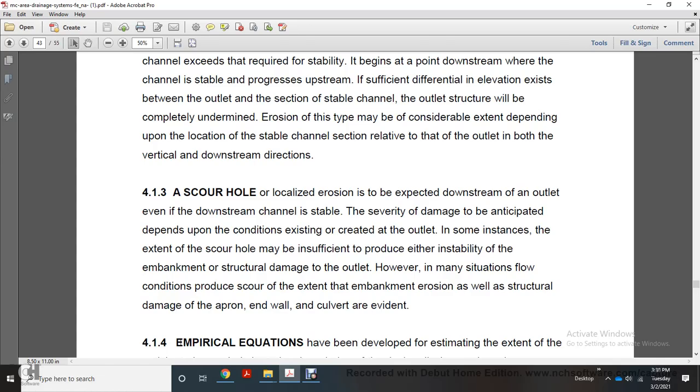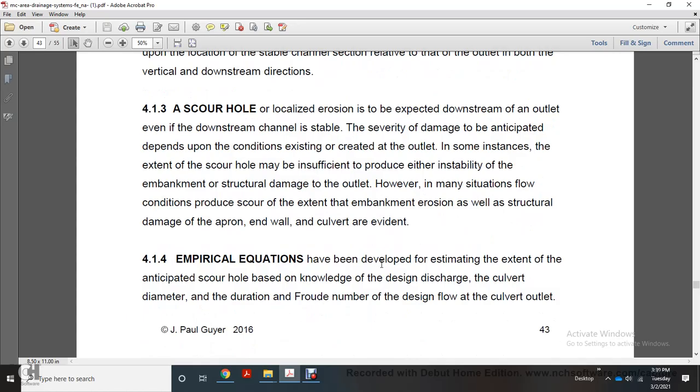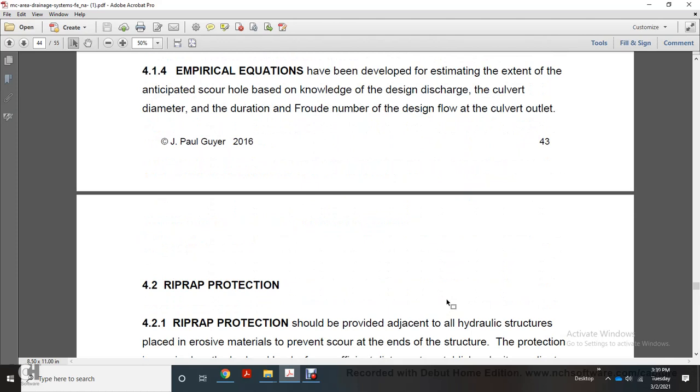In some instances, the extent of the scour hole may be sufficient to produce either instability of the embankment or structural damage. In many situations, flow conditions produce scour to the extent that embankment erosion as well as structural damage to the apron, end wall and culvert are evident. Empirical equations have been developed for estimating the extent of the anticipated scour hole, with knowledge of the design discharge, culvert diameter, duration, Froude number of the design flow at the culvert outlet.